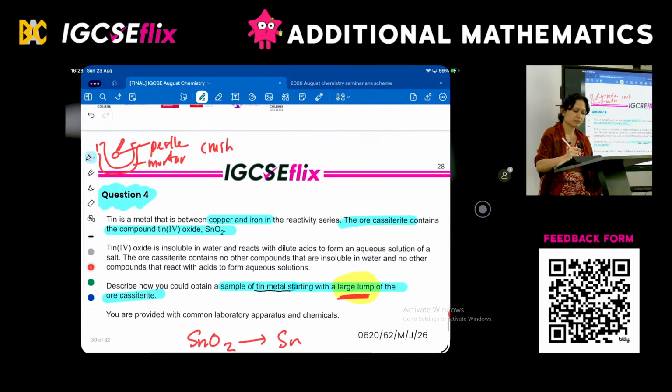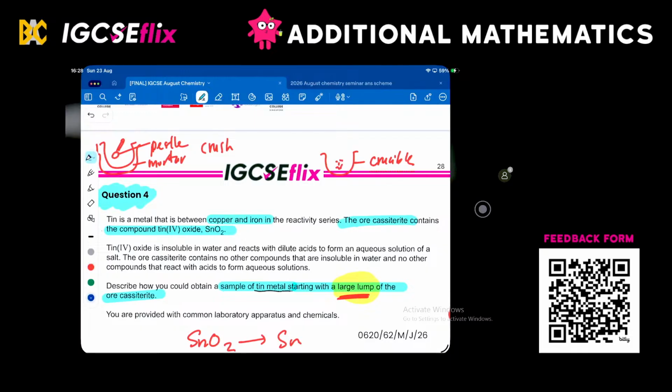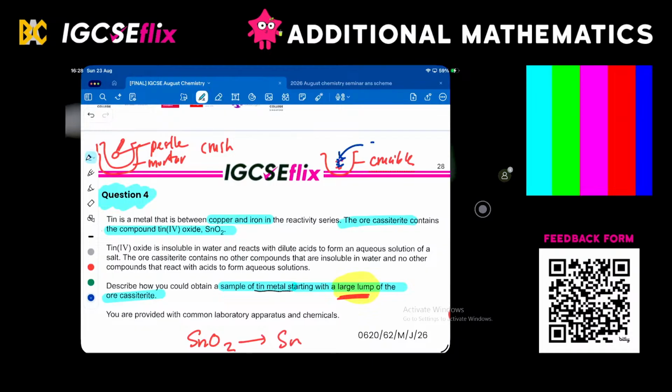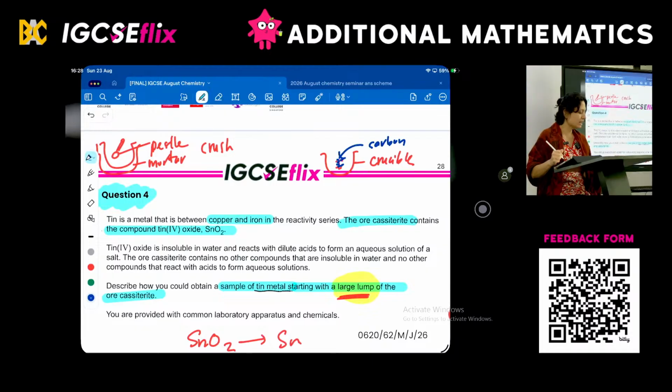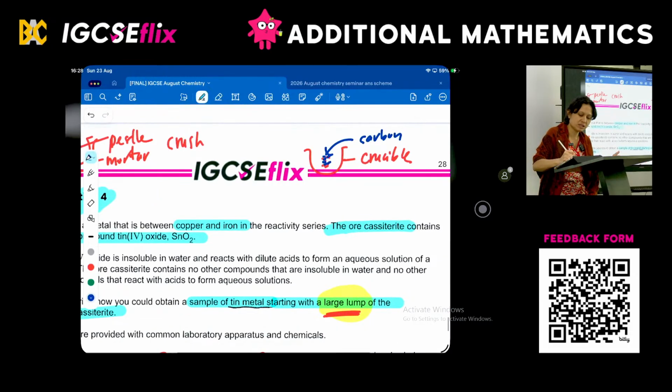and then you put the crushed powder in a crucible. All you need to do is add carbon. Where do you get carbon from? Carbon powder lah, everywhere also got. All you need to do is add carbon powder in a crucible. Do you know what's a crucible? That small thing that looks like a teacup. And then all you need to do is heat. That's it.